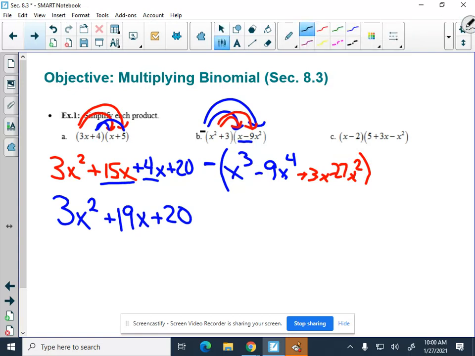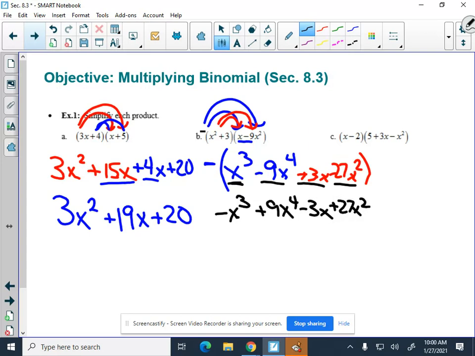Okay, now the negative out in front, that's the next thing I'm going to do. But I don't want to do two things at once here, so I'll just wait. I'm going to take the negative. This becomes negative x to the third. This becomes positive 9x to the fourth. Notice that one was positive. Now it's negative. That one became positive. This one becomes negative. It was positive. This one's negative. It becomes positive.